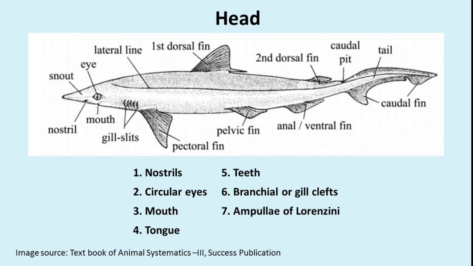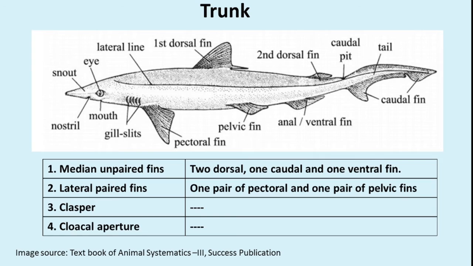Now the function of these gill slits is for respiration. The nostril is not for respiration, but these structures are there for respiration. The branchial clefts or the gill clefts lead into the gill pouches, which in turn open into the pharyngeal cavity. So this was about the head region of the Scoliodon. Let's move on towards the next part, which is the trunk region of the Scoliodon.